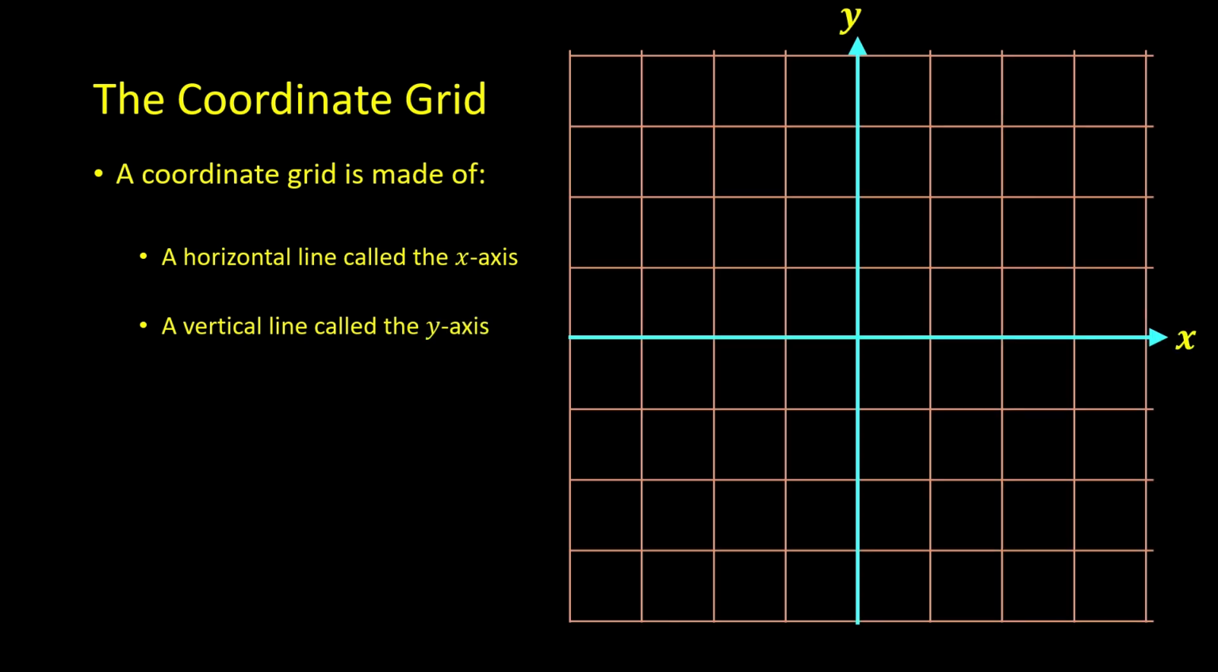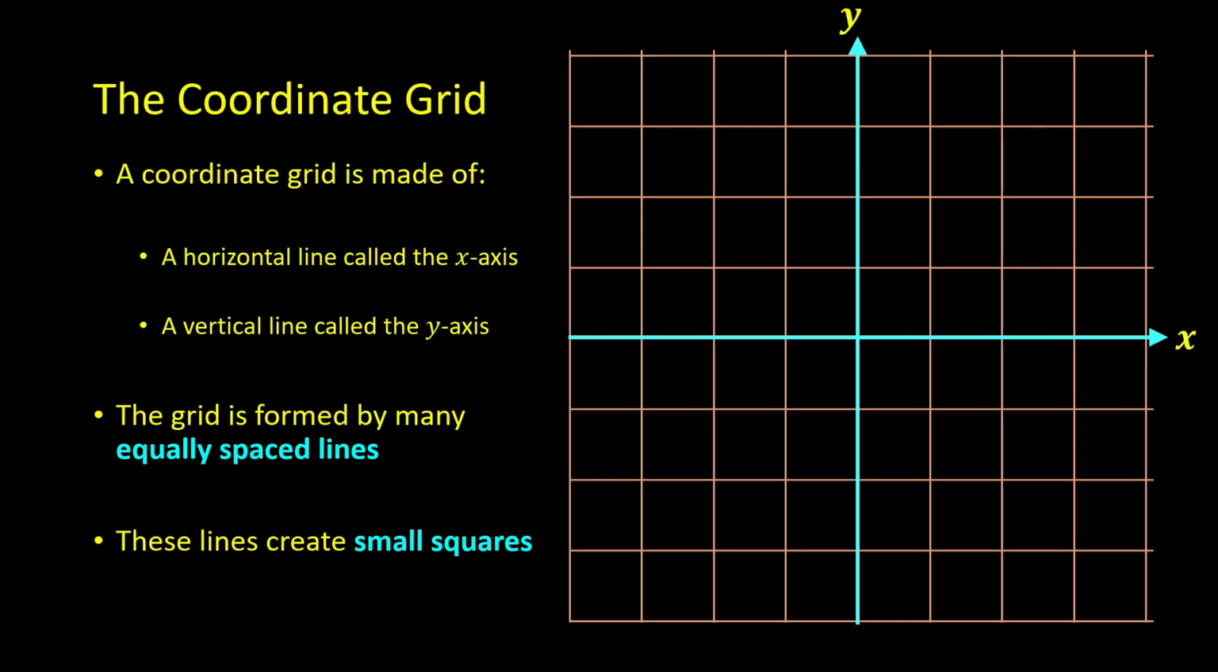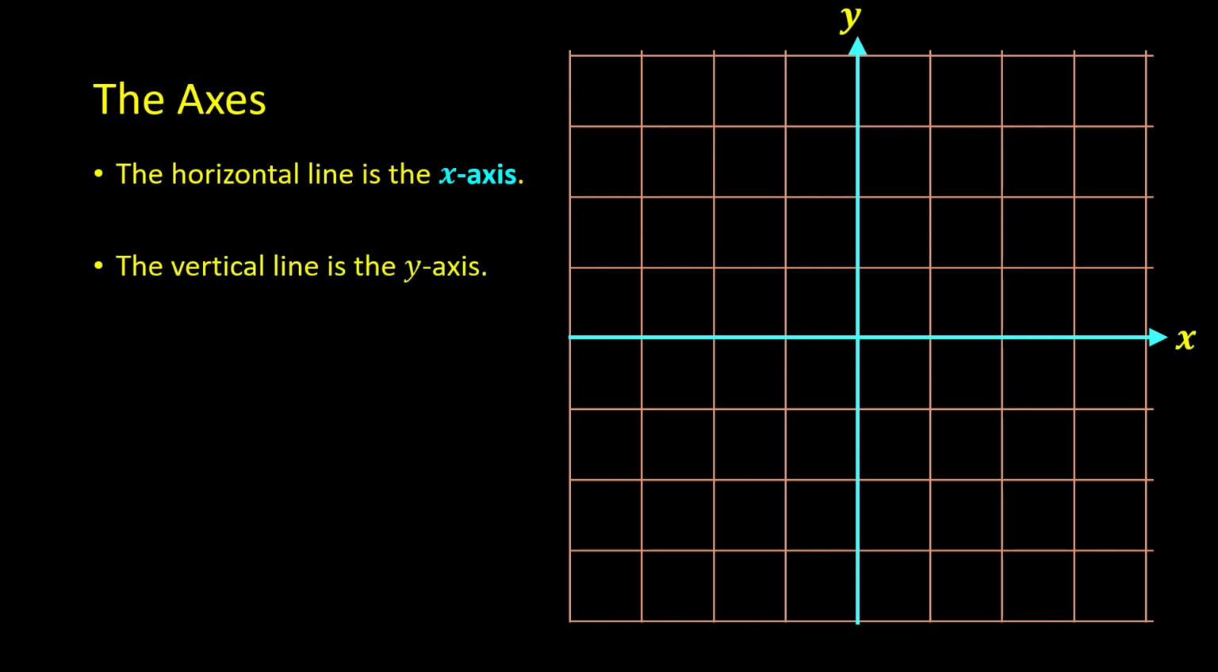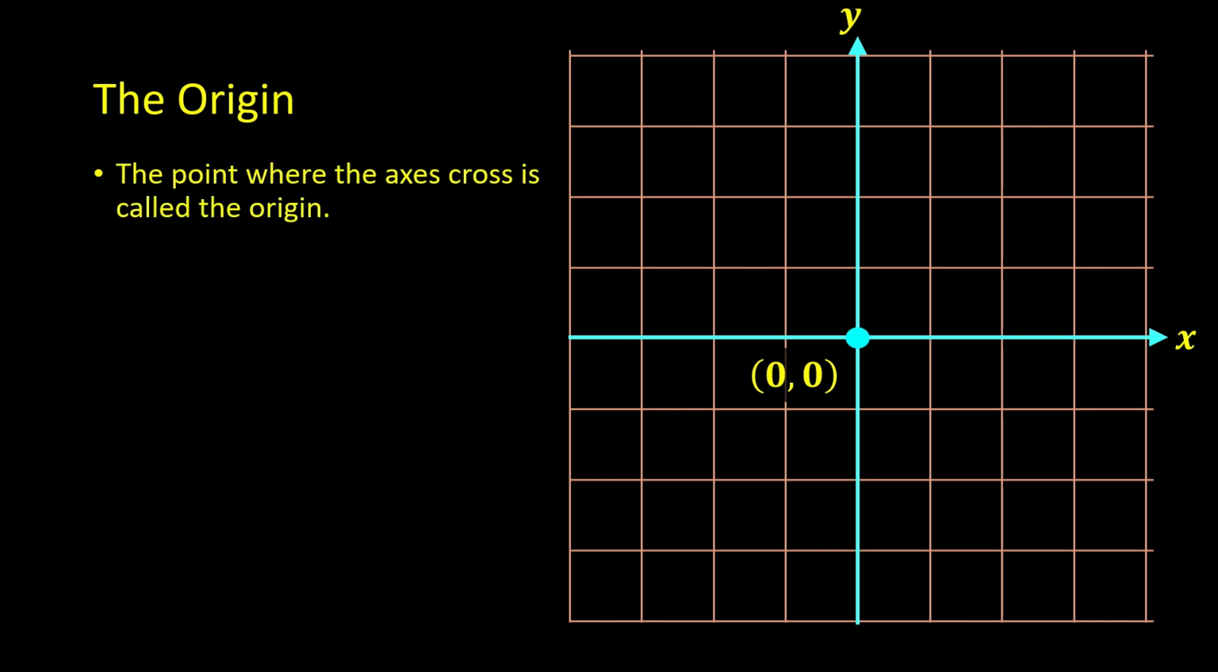We add a grid formed by many equally spaced lines. These lines create small squares, as shown. The horizontal line is the x-axis, and the vertical line is the y-axis. The point where the axes cross is called the origin and is denoted by (0, 0) as shown.